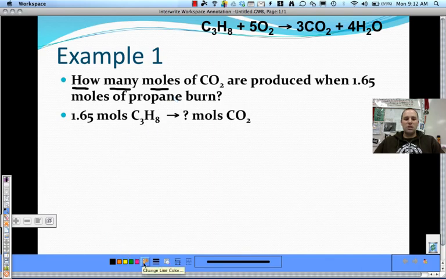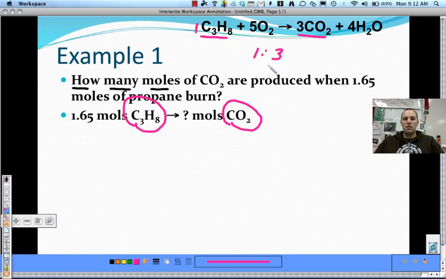Now, something that you should notice about this kind of problem, which is very important, is we have one substance over here, propane, and a new substance over here, CO2. This is why we need the molar ratio. Look, the relationship between propane and CO2 is a 1:3 molar ratio. Okay, so we're going to need that when we're solving the problem.